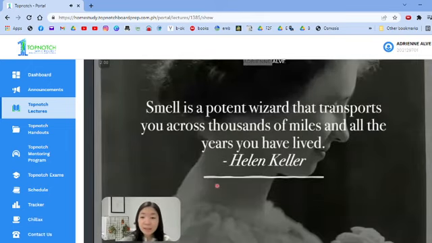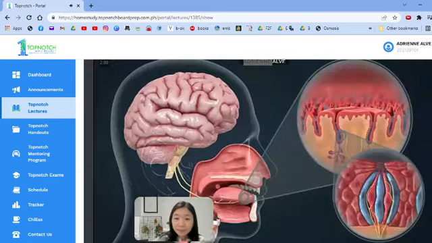It is said by Helen Keller that smell is a potent wizard that transports you across thousands of miles and all the years you have lived. Odors take a direct route to the limbic system, including the amygdala and the hippocampus, the regions related to emotion and memory. And that's why scent, emotion, and memory are closely intertwined.